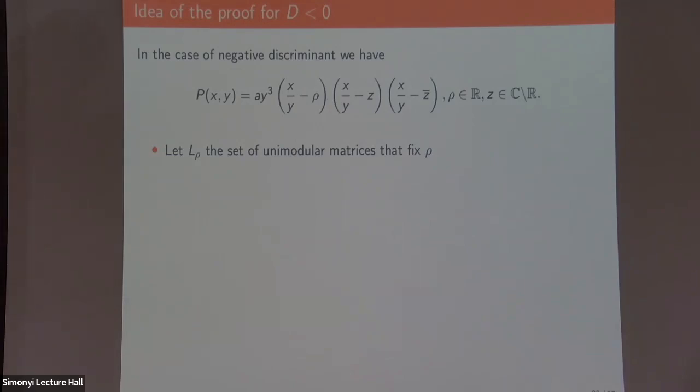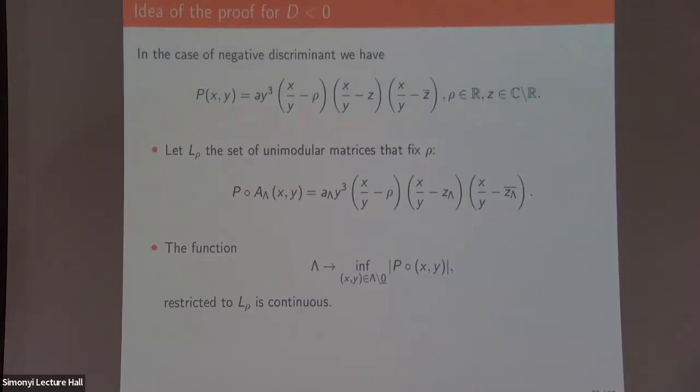So we define the set of unimodular matrices that fix the real root. So along this two-dimensional orbit, our polynomial looks like this. We have fixed rho, and z lambda is now just a variable. And this way we have isolated the problem. It really looks like the binary quadratic case, the definite binary quadratic case now. And it actually turns out that the function going from lambda to the infimum over lambda for this orbit is a continuous function.